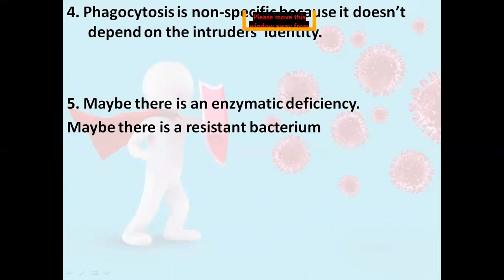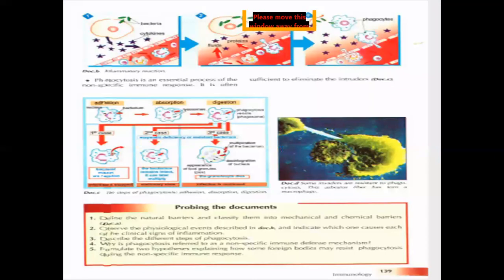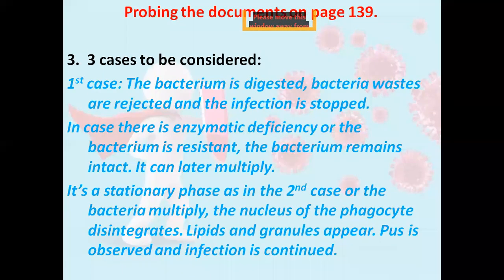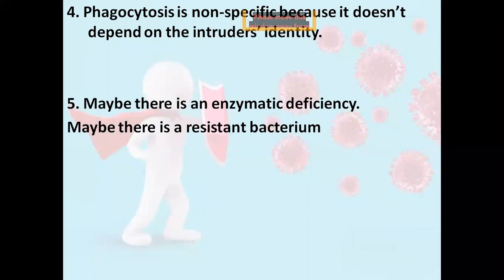Phagocytosis, they said it's non-specific, number 4. They said: why is phagocytosis referred to as non-specific, and formulate 2 hypotheses explaining why some foreign bodies may resist phagocytosis during the non-specific immune response. First, why is phagocytosis non-specific? Because it does not depend on the identity of the intruder.